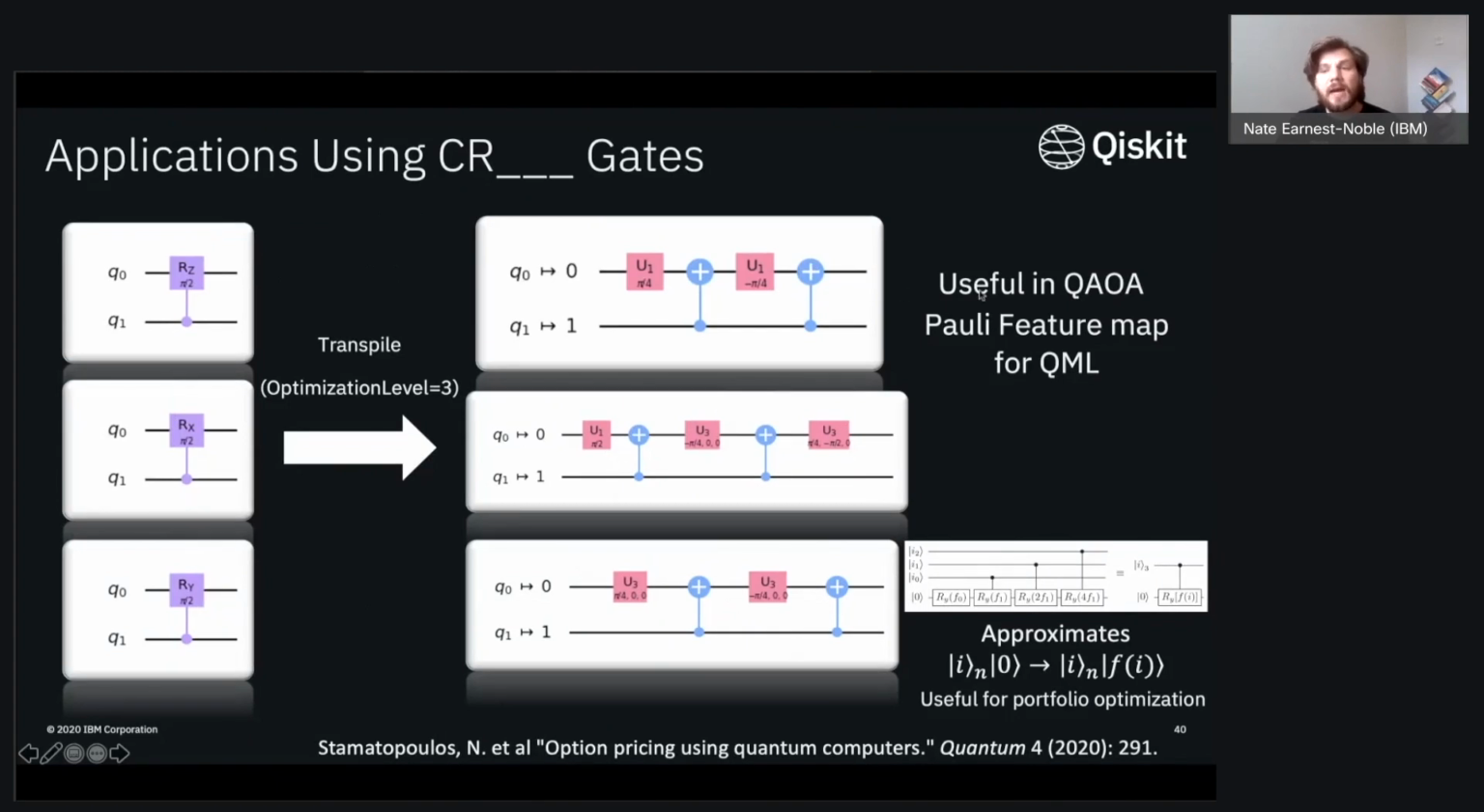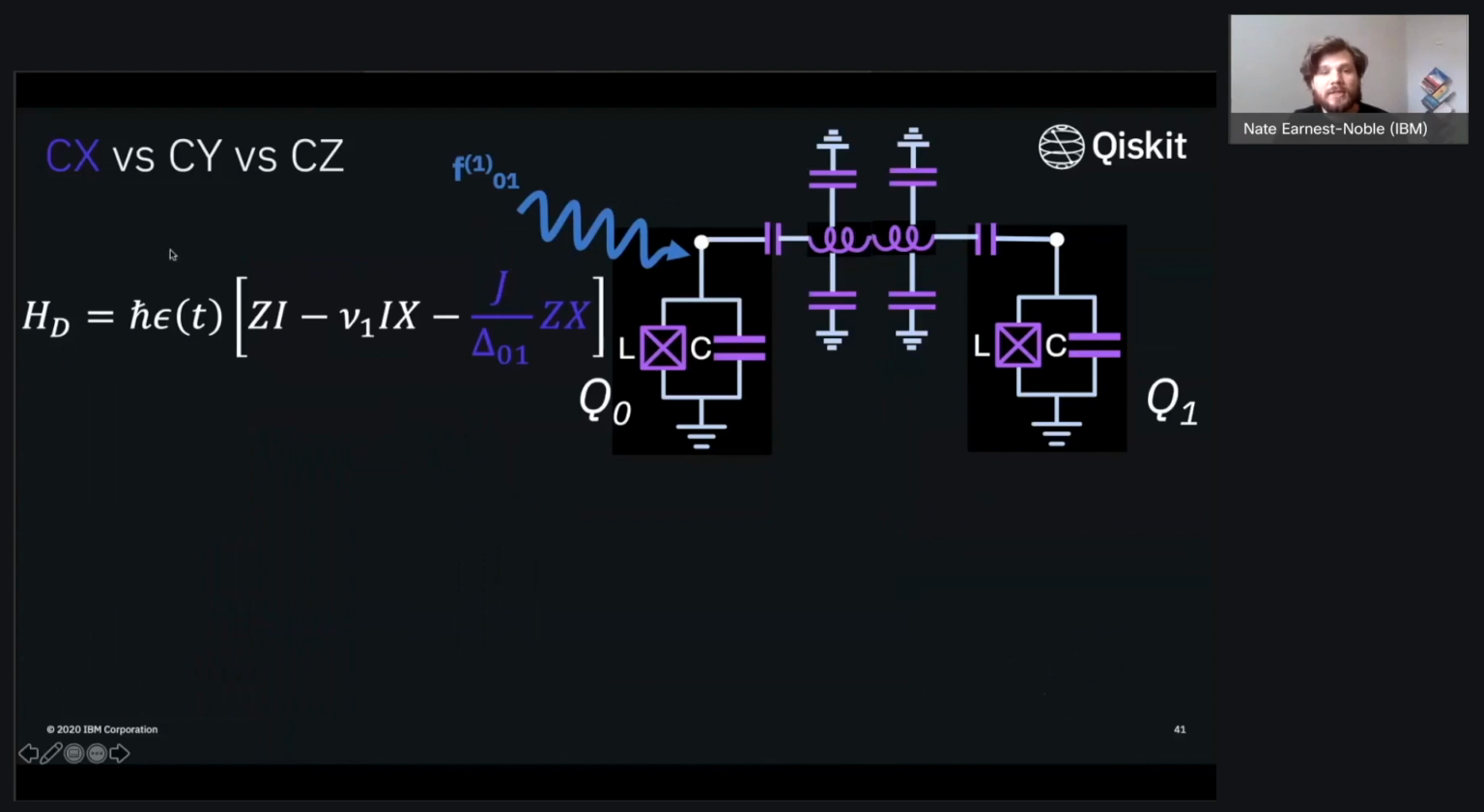I just want to point out this top one is useful in QAOA-like circuits, as well as that Pauli feature map that I just mentioned. But then you can say this controlled RY is useful for portfolio optimization, where I reference a paper that discusses the use of this controlled RY gate. So how is it that we expand and allow ourselves to have these different gates that aren't just the controlled RZ?